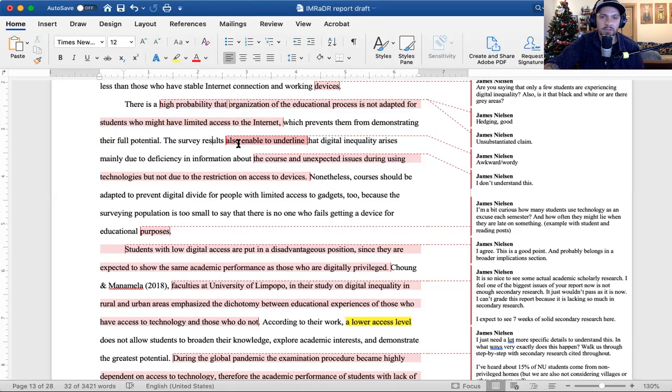The survey results also enable to underline. Okay, enable to underline, very awkward phrasing. So I'm not sure what that means. Basically, just the survey results showed that digital inequality arises mainly due to deficiency in information about the course and unexpected issues during using technologies, but not due to restriction on access to devices. So again, I'm not sure what deficiency in information means, because I don't see how that is a digital inequality. And so maybe I need more explanation of that.